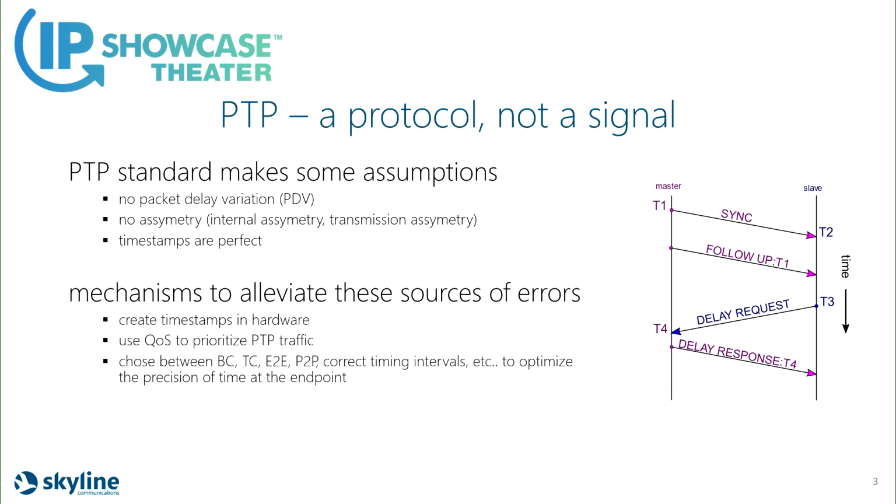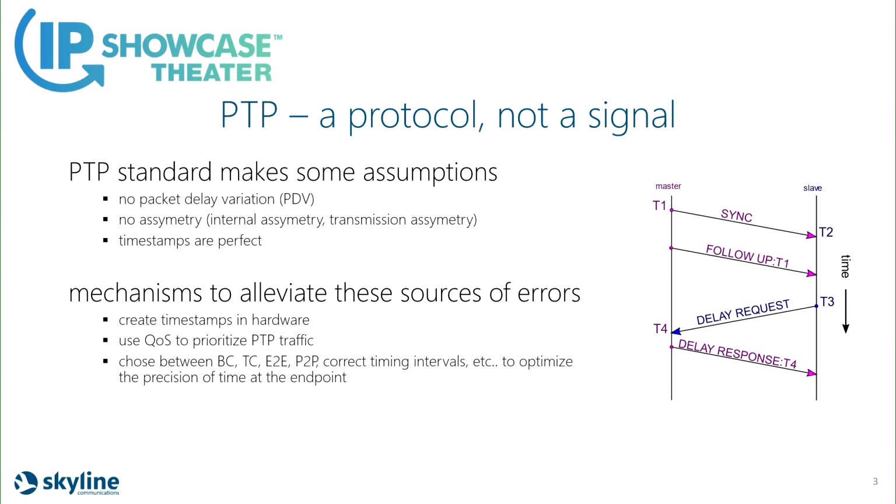To let you know why it's not always so easy to deal with PTP: the standard first of all makes some assumptions. An assumption in the network: there is no packet delay variation, no PDV. There is no asymmetry. That can be internal asymmetry in a switch from ingress to egress, but also network asymmetry during the transmission. And the other assumption is PTP timestamps are always perfect. But obviously, everybody knows that's not the case.